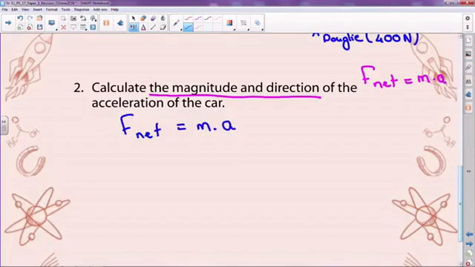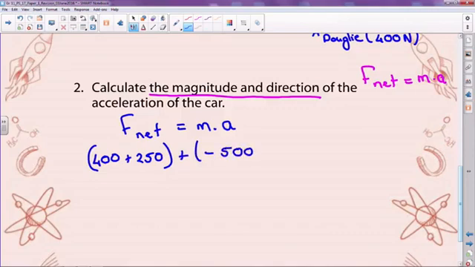Remember, your net force is the sum of all of your forces that are acting. What does that mean? It means I take all the forces acting on this object and add them together, remembering to include direction. I've got 400 and 250, so I've got 650 newtons acting to the right, and I've got 500 newtons acting to the left. To show that it's acting to the left, I put the minus sign in front of it.